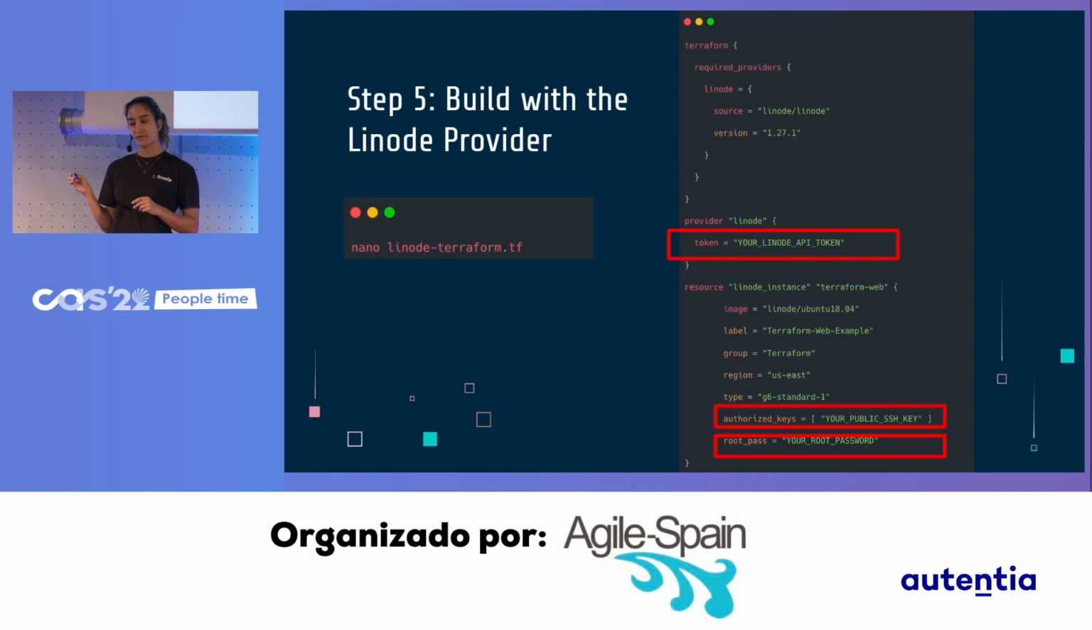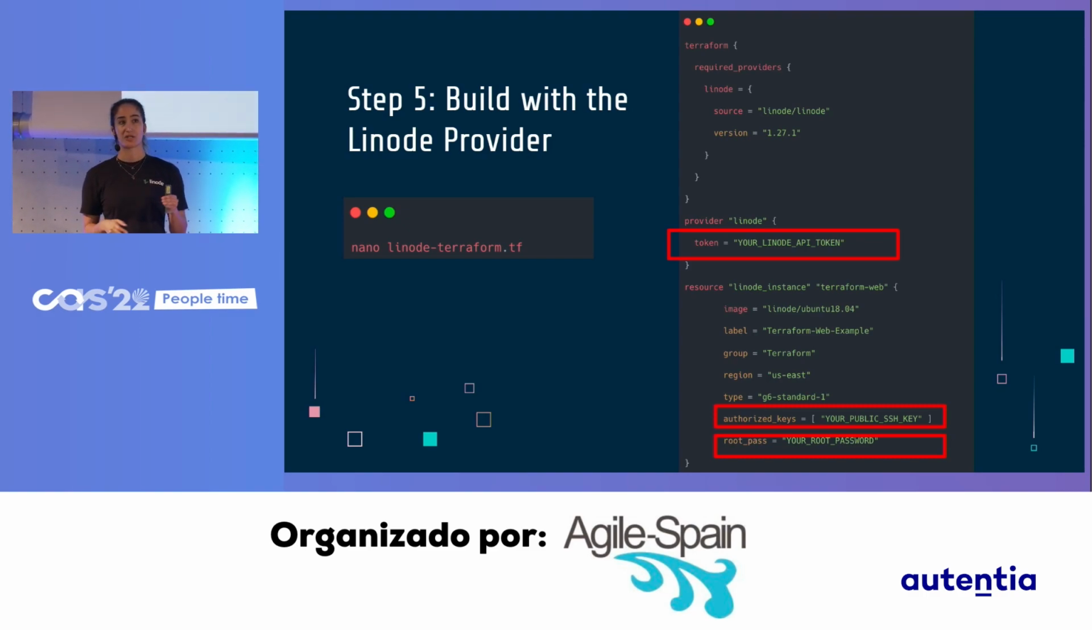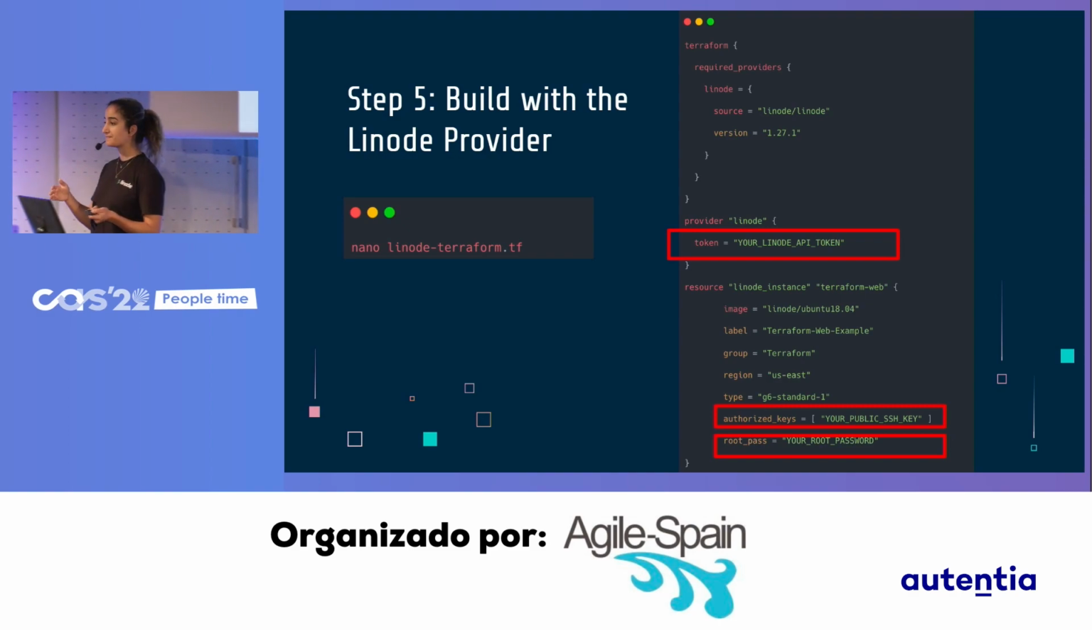And inside of your configuration file, you need to list out your API token that you just created, your SSH key that you just created, and the root password for your account. And so this is kind of what it looks like. We're creating this resource. The name of it is Terraform Web Example. It has the Linode provider. You can add whatever you want here. This is what's great about having infrastructure as code is that you have the flexibility to add, remove, update resources. It's all in one place. Everyone can see what's going on.